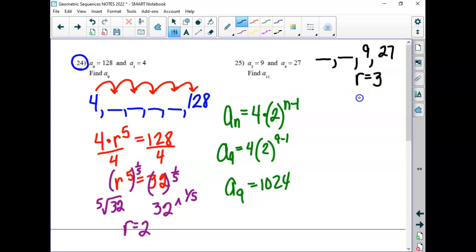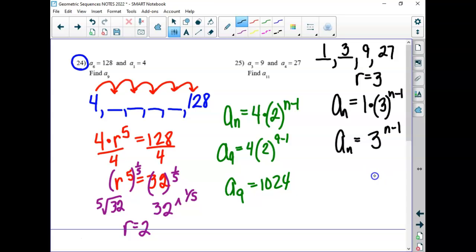How do we go backwards? If we want to go back and find term 1, what do we have to do? Divide by 3. Everybody okay? So divide by 3 would be 3. Divide by 3 would be 1. So how do we write the explicit geometric formula? The first term was 1 times the ratio, which was 3 to the n minus 1, which, by the way, when you multiply by 1, it does nothing, so you could have just written it like this.